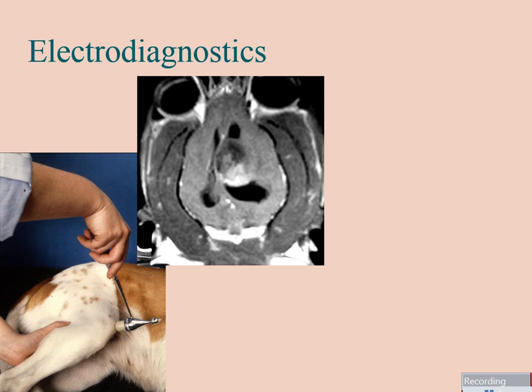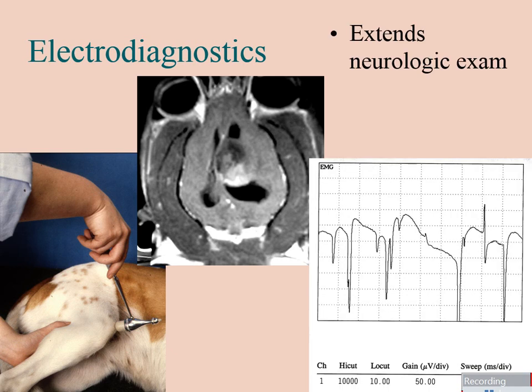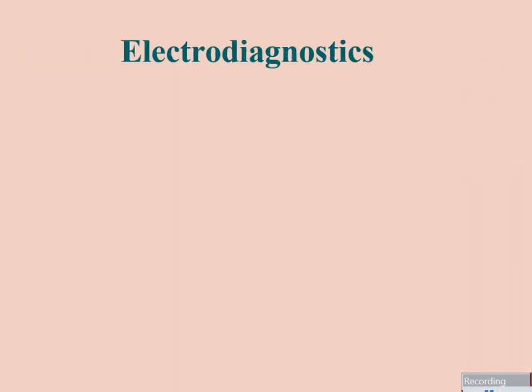But the nervous system works on electrical impulses, and so we can also get a good read on function by using electrodiagnostics to look at the electrical function of the nervous system. So we can kind of think about electrodiagnostics as an extension of our neurologic exam, a way of further probing the nervous system's function to see what's going right or wrong with it.